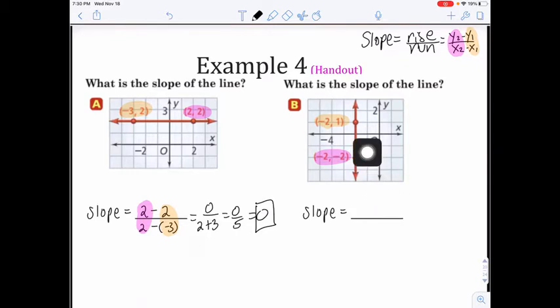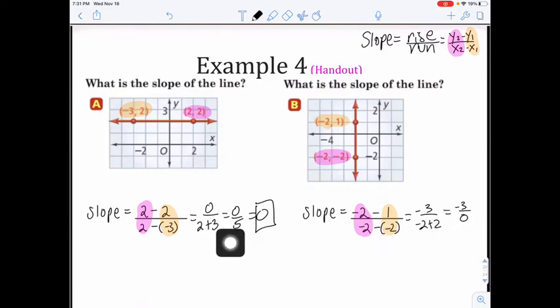We're going to try the same thing over here on the right. So for part B, we're just going to plug in these 2 points. This time we have y2 is negative 2 minus y1 is 1 over x2, which is also negative 2, minus x1, which again is negative 2. So negative 2 minus 1 gives us negative 3. Negative times a negative gives us a positive, so negative 2 plus 2 gives us 0. So now we have negative 3 over 0.